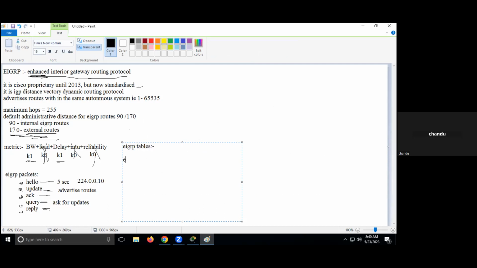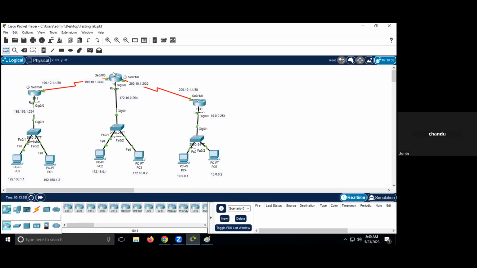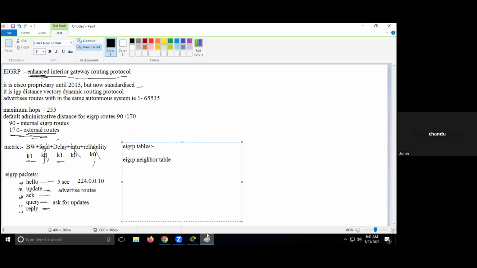The first table that AHRP maintains is the AHRP neighbor table. So what is a neighbor? A neighbor is a device which is directly connected. In our topology, router 1 is connected to router 2, so router 2 becomes a neighbor for router 1. Router 3 is directly connected with router 2, so router 2 becomes a neighbor for router 3. But for router 2, how many neighbors? Router 1 and router 3. Two neighbors are there. Their neighbor information will be maintained.